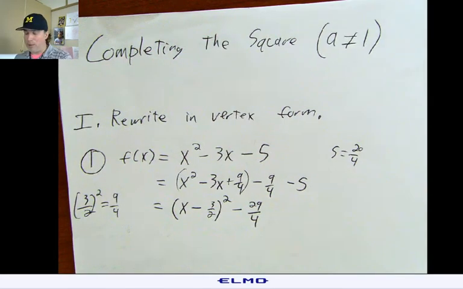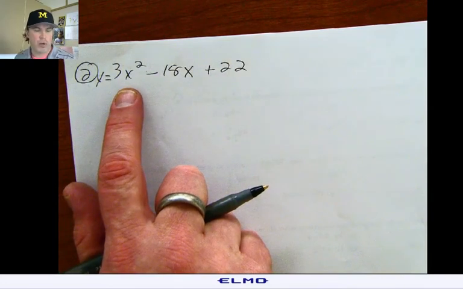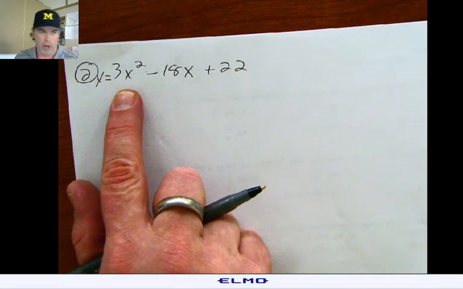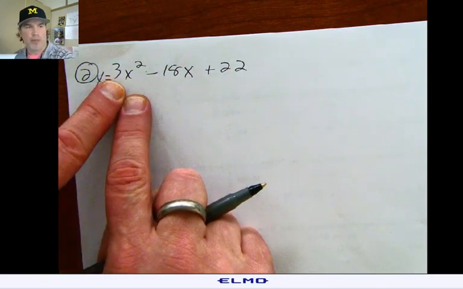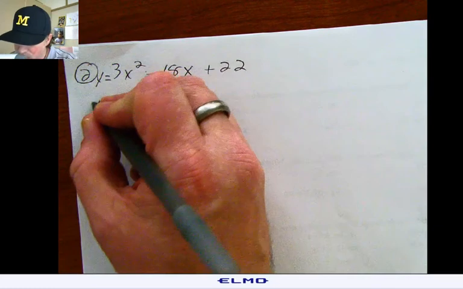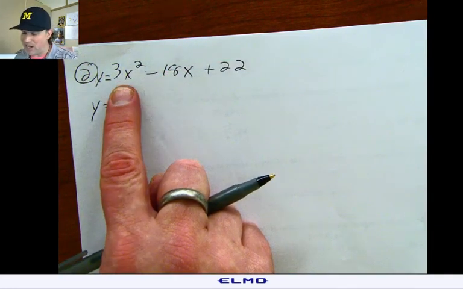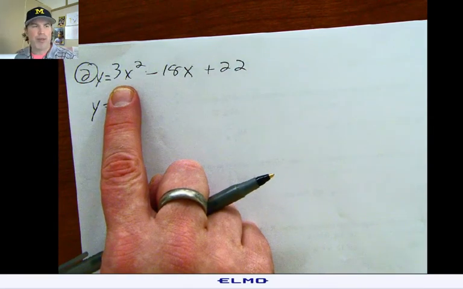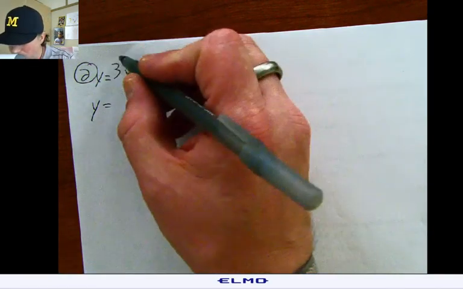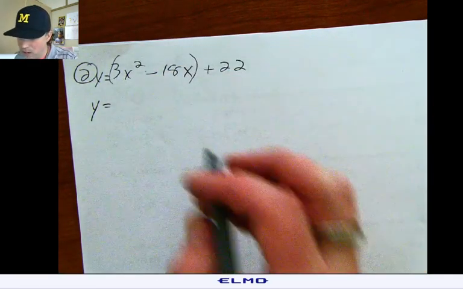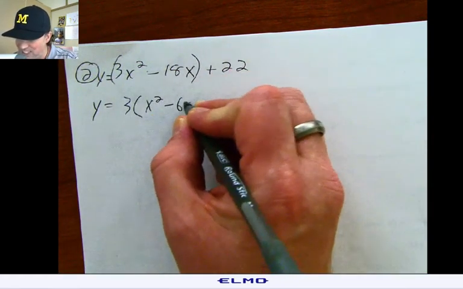Example 2 and example 3 on this is when this a value is not equal to 1. Now, truth is that you cannot do completing the square when there's a 3 attached to the x squared. So what we do is we're going to factor this 3 out so that it is just an x squared. And we want to factor the 3 out of the first 2 terms. We don't really care about the 22 though. So I'm going to put parentheses around the first 2 terms, factor that 3 out, and what's left on the inside is x squared minus 6x.